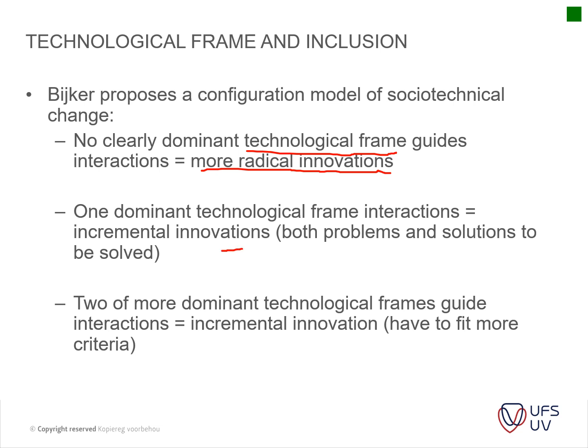Then you've got 2 or more dominant technical frames guiding interaction. You've got incremental innovation. It's basically if you've got your SABS standards and you have access control and you have health and safety, you've got fire protection, you've got all those parameters playing into your design, and basically it's detrimental to innovation because you have more rules that you have to adhere to.